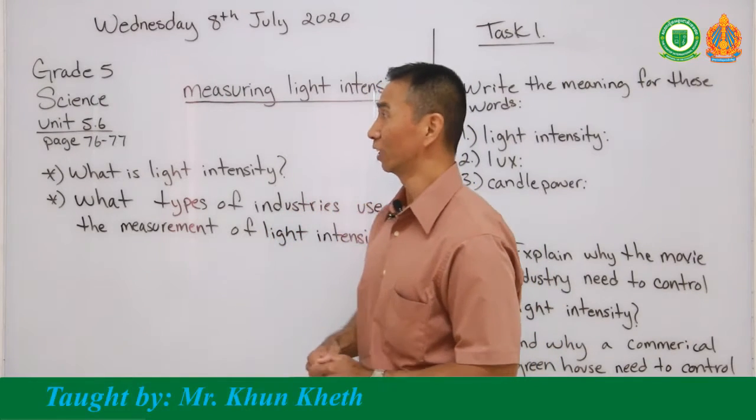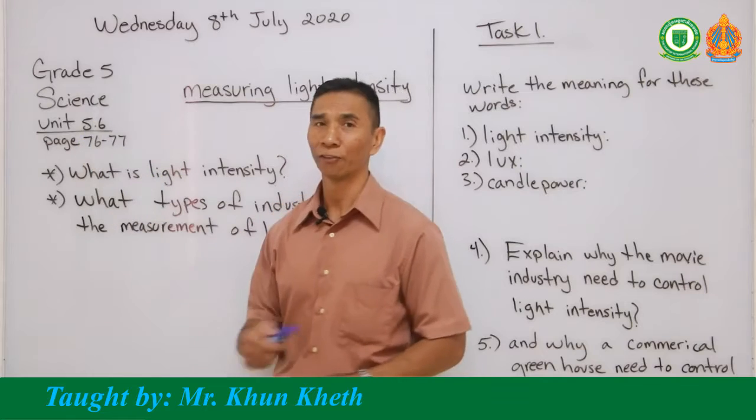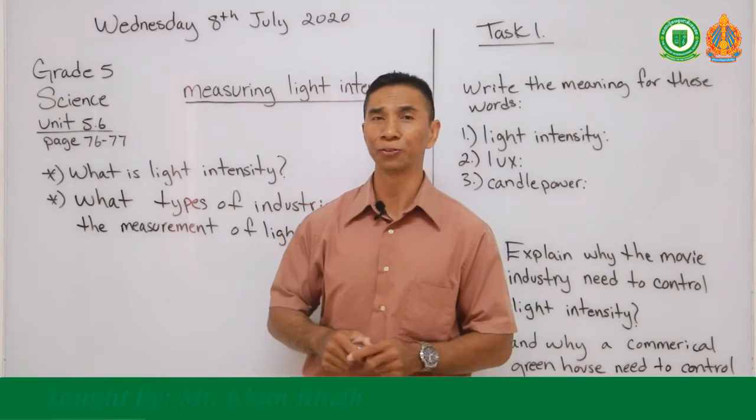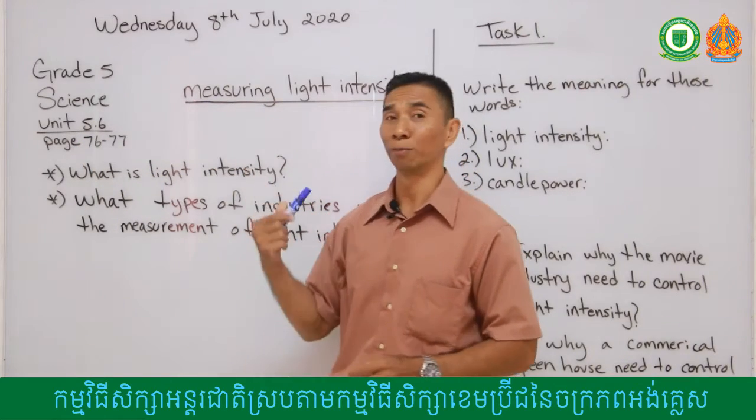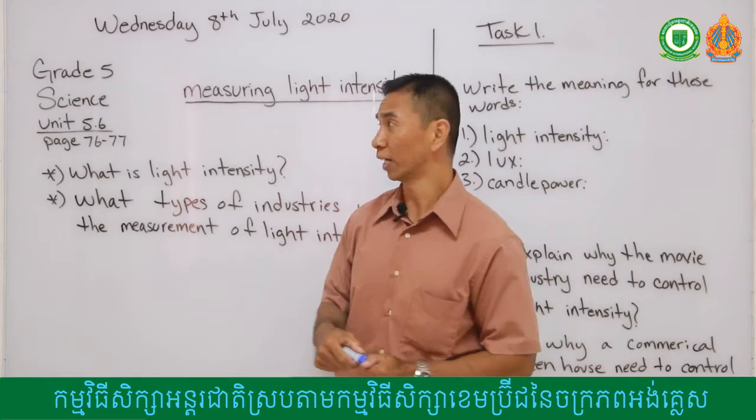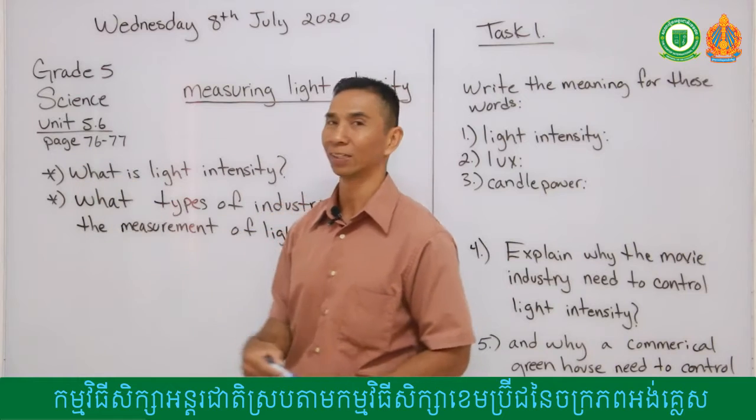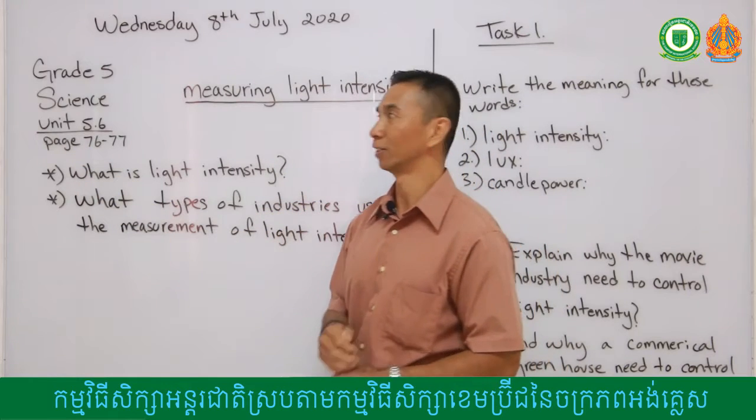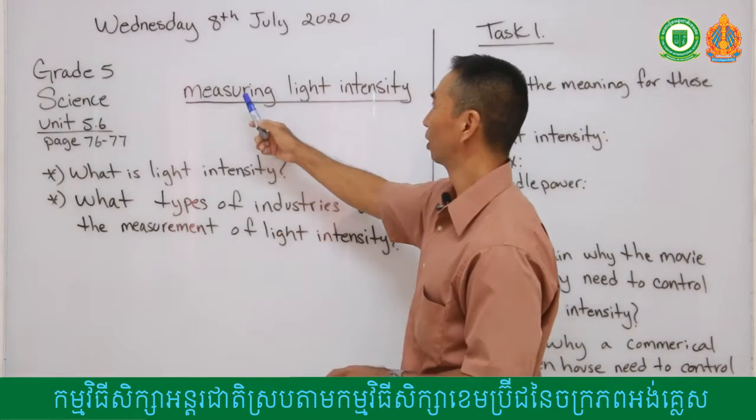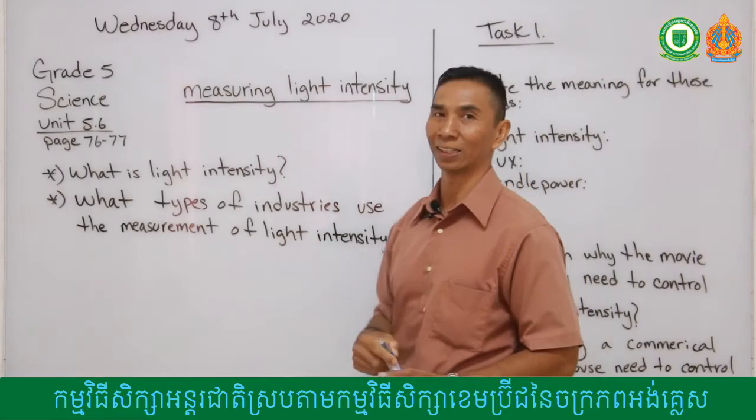Today, we're going to continue our lessons in Unit 5. We've been studying Unit 5 for the last few weeks, ranging from measuring light to mirrors. Today, we continue on Unit 5.6, on pages 76 and 77. Our topic today is measuring light intensities.